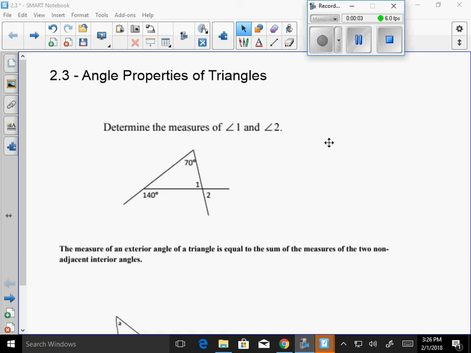All right, so for 2.3, we're going to look at angle properties of triangles specifically now, and we're going to go through a few properties of those. A few things to remember about triangles, even though I'm sure you've taken this before. Remember, all angles add up to 180 degrees.